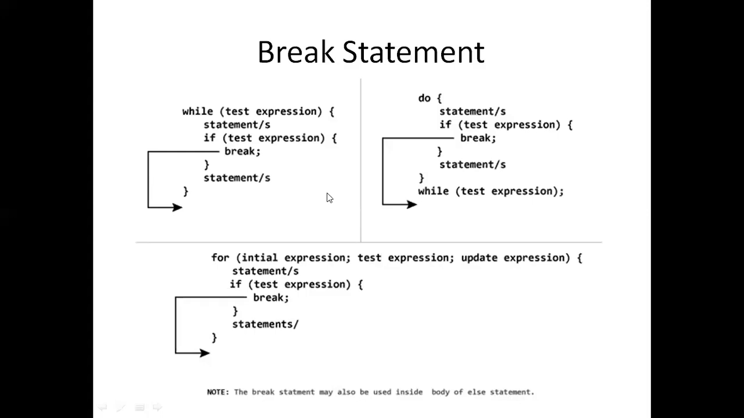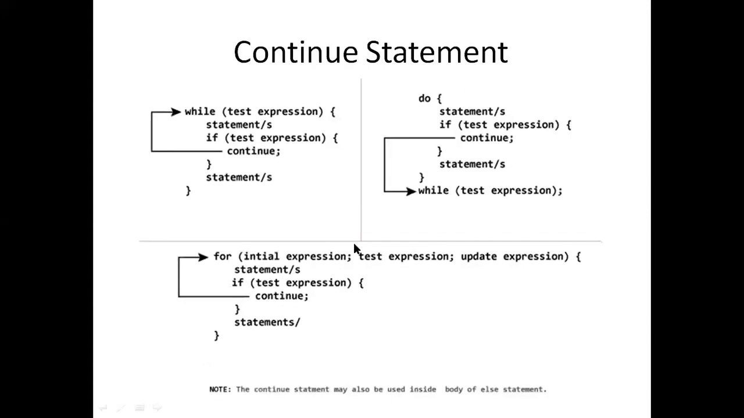So this is the representation of the break statement when we are using while. First is the while, then the expression, then the different statements, then the if condition. Once that if condition is true, then use break. Otherwise the remaining statements are going to be printed. Similar with respect to do while, and next with respect to the for loop. Similar with respect to the continue statement. Okay, continue.